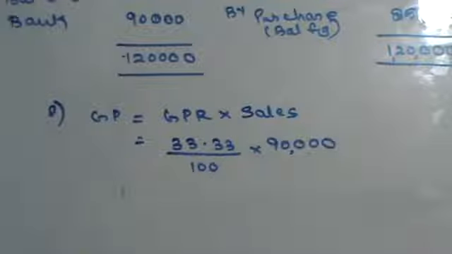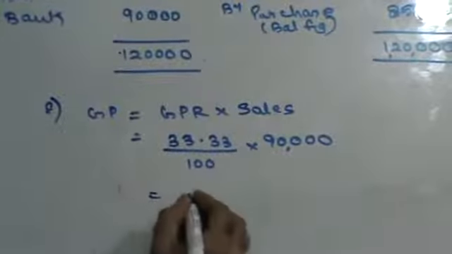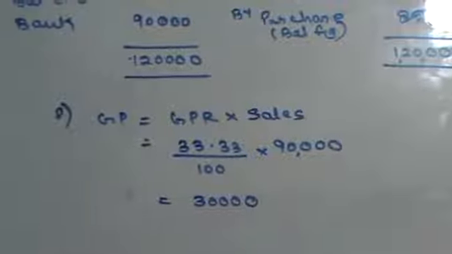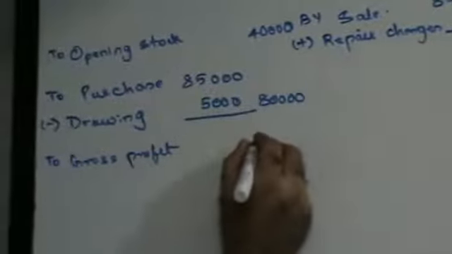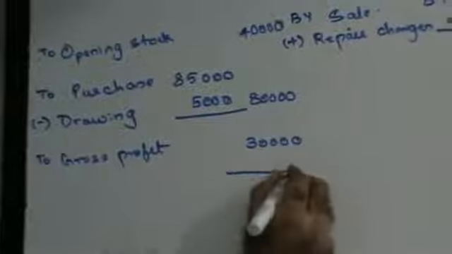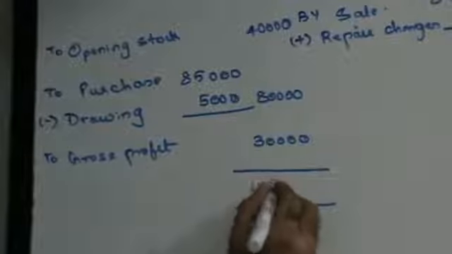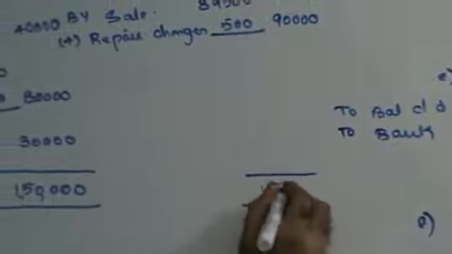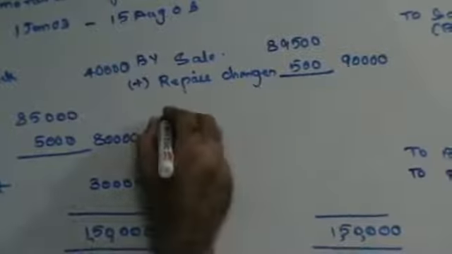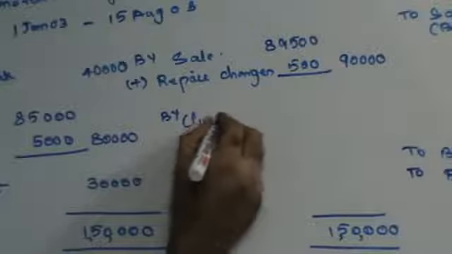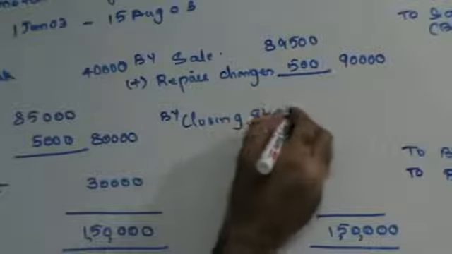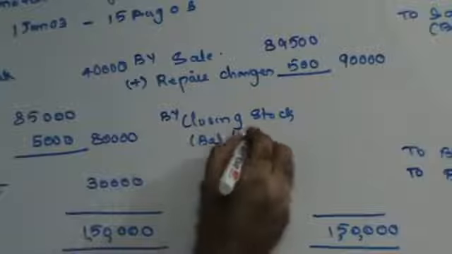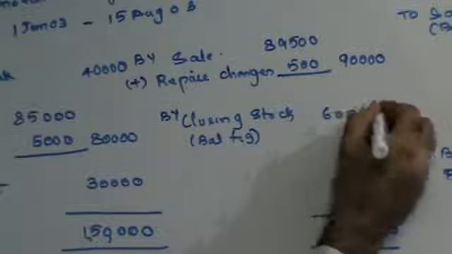Now when you do this on the calculator you will take 0.333 till the end, in which case you will get this as 30,000. This is going to be my gross profit. Gross profit is 30,000. Once you have this, 120, 150,000. The difference is called closing stock. This is my balancing figure. It is going to be 60,000.